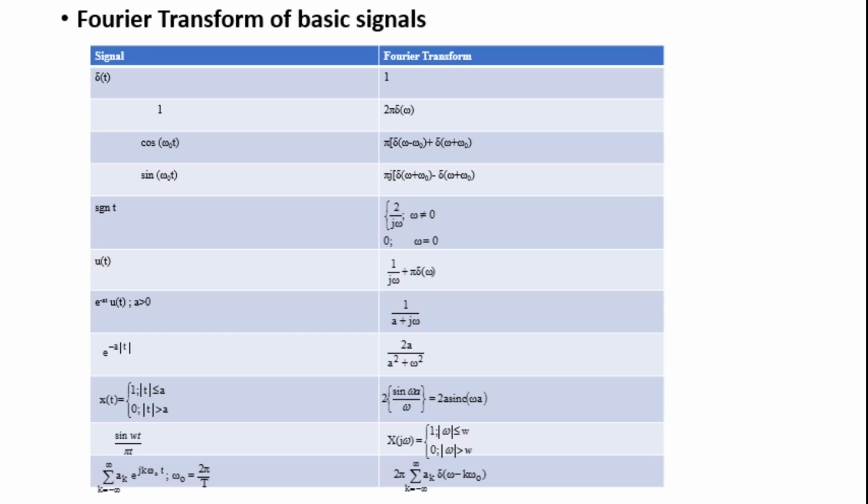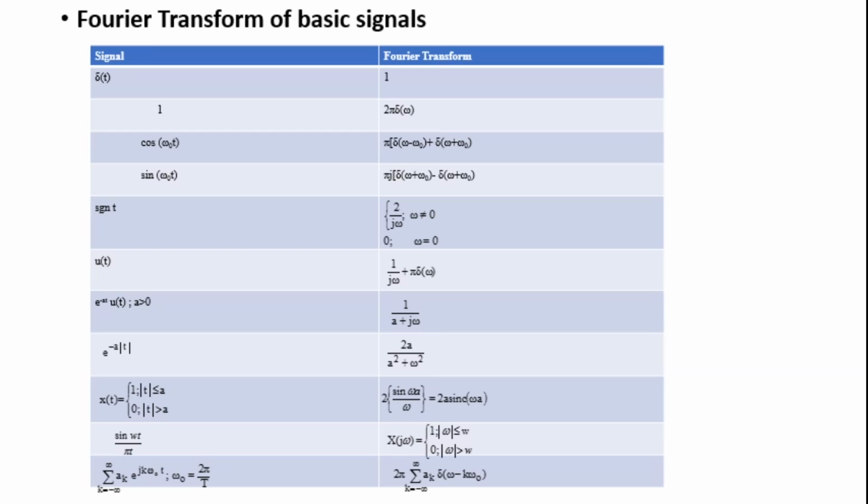Similarly, the Fourier transform of e^(−a|t|) is 2a/(a² + ω²). Then for x(t) equal to 1 when |t| is less than or equal to a and 0 when |t| is greater than a, the Fourier transform is 2 sin(ωa)/ω. Then for the signal sin(Wt)/(πt), the Fourier transform is X(jω) equal to 1 when |ω| is less than or equal to W and 0 when |ω| is greater than W.